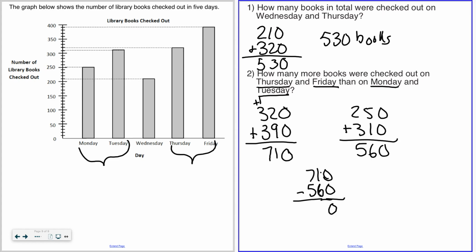0 minus 0 is 0. 1 minus 6 I cannot do, so the answer is not 5. So I'm going to regroup. Take 100, give it to the tens place. That gives me 11 tens. And now I have 6 hundreds. 11 minus 6 is 5. And 6 minus 5 is 1. So I can double check real quick, make sure that I'm correct by adding. So I should get 710 as my answer, if I'm correct. Yes. So the difference is 150 more books.